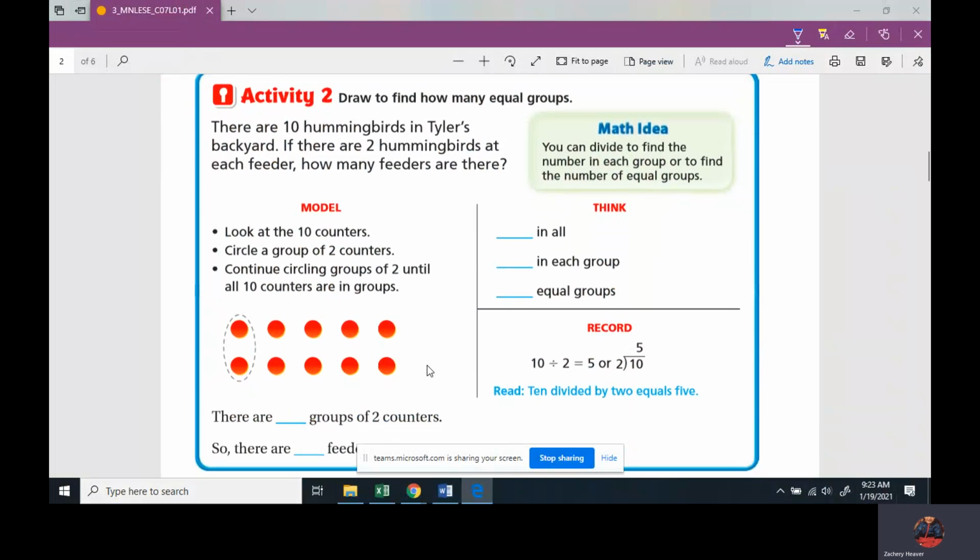All right, let's look down again. So they've done it one way by just making the groups, but now we're going to find out the amount of equal groups. So there are 10 hummingbirds in Tyler's backyard. If there are 2 hummingbirds at each feeder, how many feeders are there?